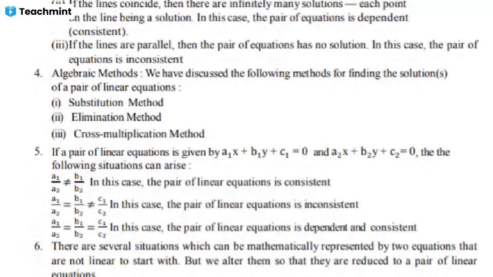So in substitution method, you will have two equations. In one equation you take one variable, and that variable's value you substitute in the other one. Then you call that the substitution method. Suppose you have x plus y is equals to 5, and x minus y is equals to 1. Now you have two equations, x plus y is equals to 5 and x minus y is equals to 1.